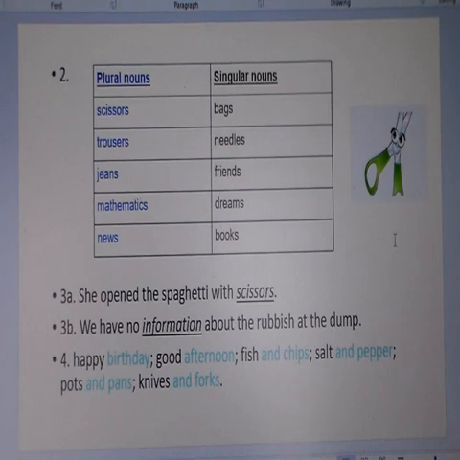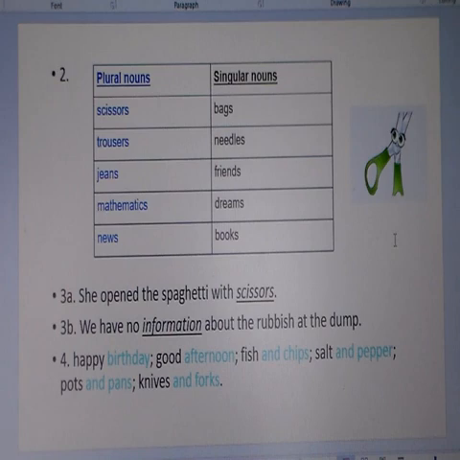She opened the spaghetti with scissors, not with a scissor or with many scissors. It's usually with a pair of scissors, or you can just say she opened the spaghetti with scissors. And then we have no information about the rubbish at the dump. Information does not have a plural form. You can't say we have no informations about the rubbish. We have no information.